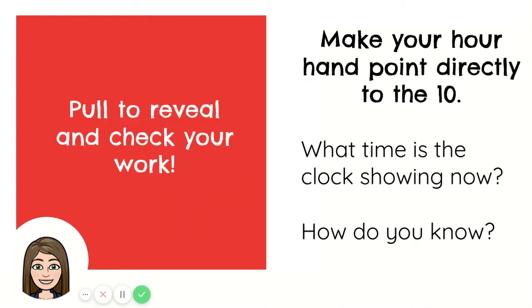Again, using your newly made analog clock, I want you to make your hour hand point directly to the 10. I want you to turn and tell someone at home what the clock is showing now. How do you know? If you said 10 o'clock, you are correct. Do a little happy dance.